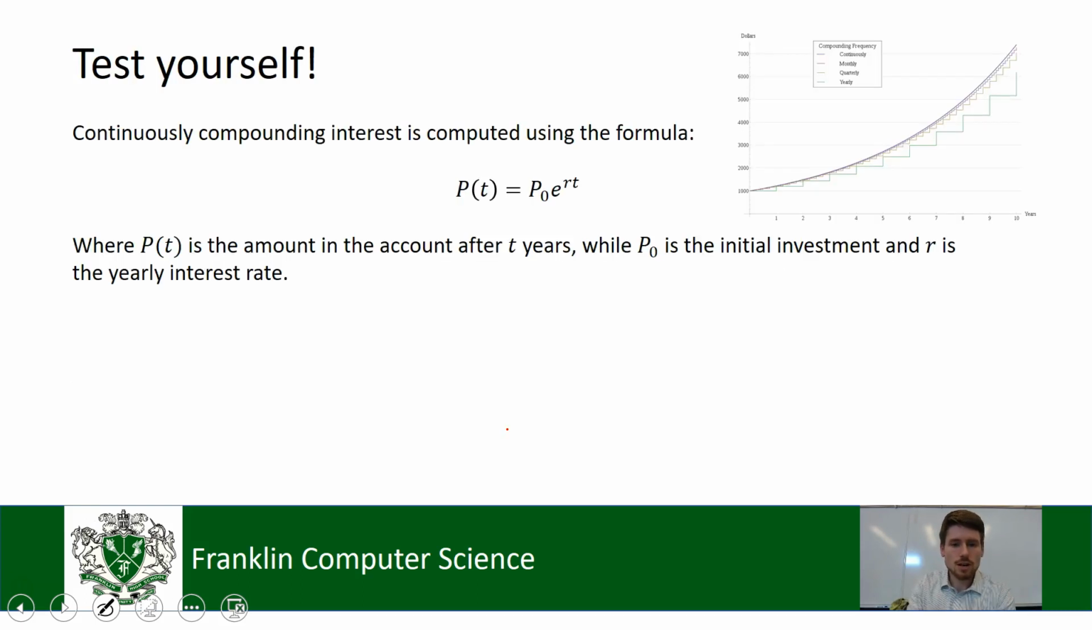Okay, let's try another one. So here's a formula for continuously compounding interest. Maybe you've seen this in an algebra class, or you've seen something similar to this in a science class. P stands for the amount after t years, P of t. P0 is how much you put in at the start. R is how much your yearly interest rate is, and then T is the years. So T is kind of your independent variable.